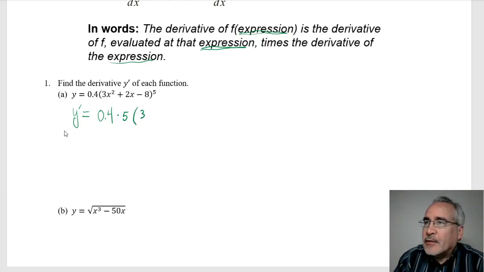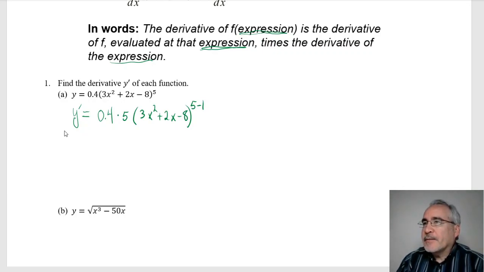So we multiply by 5 because that's the exponent coming down in front. We have the expression 3x squared plus 2x minus 8. Nothing has happened to it yet. And then we subtract 1 from this exponent. I'm going to do that. That's how we take a derivative, right? So we've got the outside function, the derivative of the outside function. Now what we need to do is go inside and take its derivative. So and then we're multiplying by the derivative of the inside function. Okay, so what's the inside function's derivative?